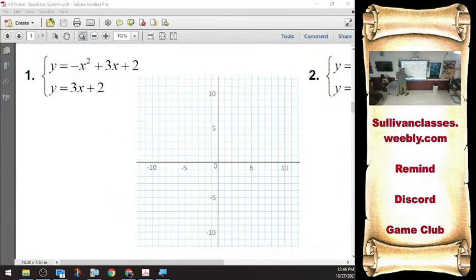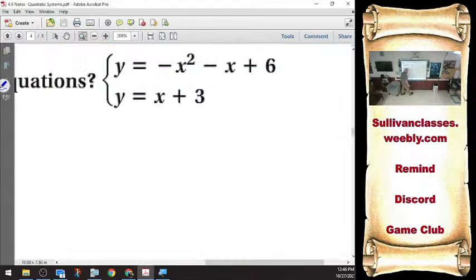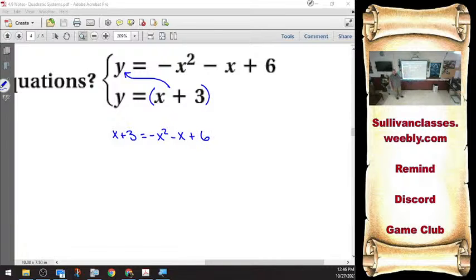So, see it again. Because this one has more than one solution, as James just found out on the calculator. If I say that y is this stuff, I'm going to replace y with that stuff. X plus 3 is negative x squared minus x plus 6. It's a quadratic equation. How do I solve quadratic equations?